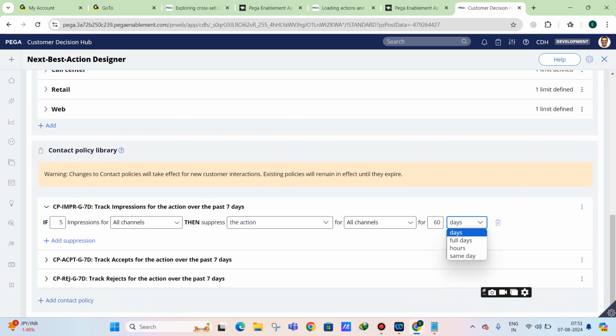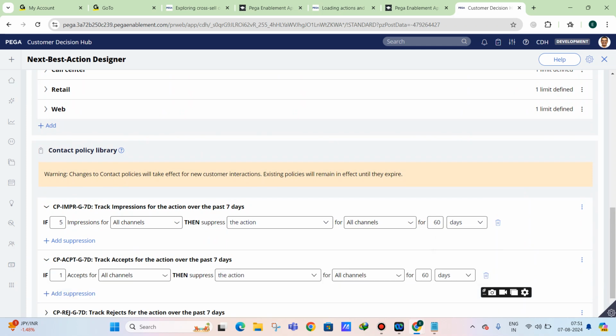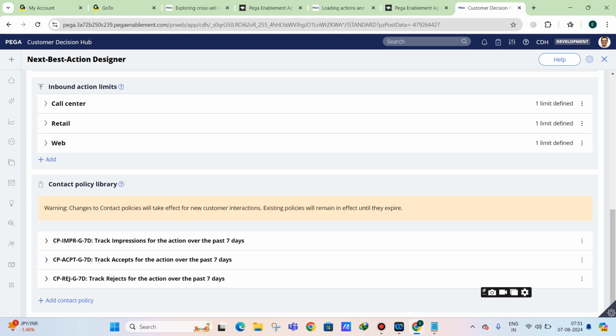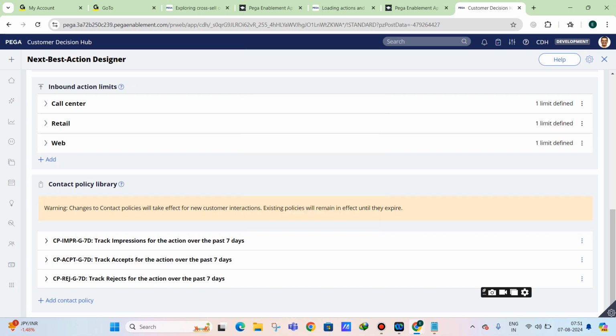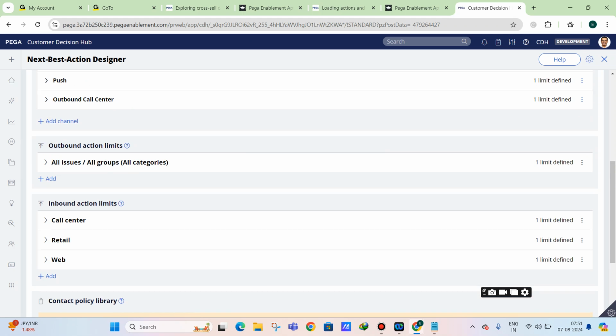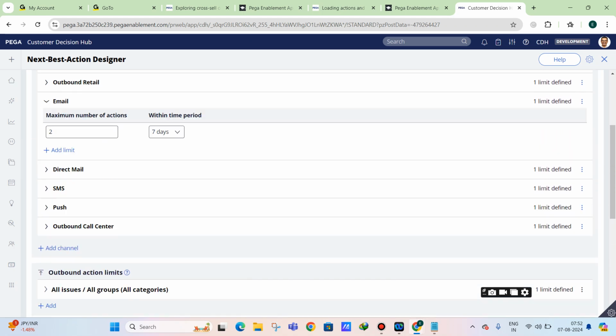So the suppression rules is nothing but... okay, see, for example, just think of a real-time scenario. Let us say today the customer id 1 is eligible for two actions: standard card and rewards card. So you send these two emails to the customer, and your limit is done. Till 1 week nothing will be sent for that customer.